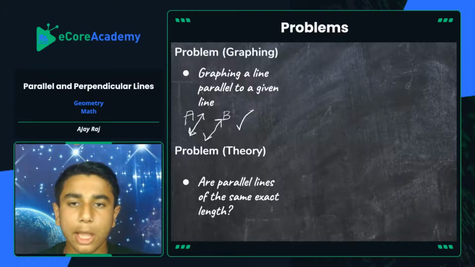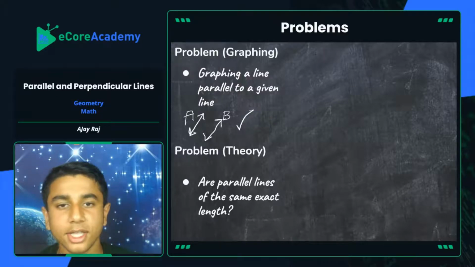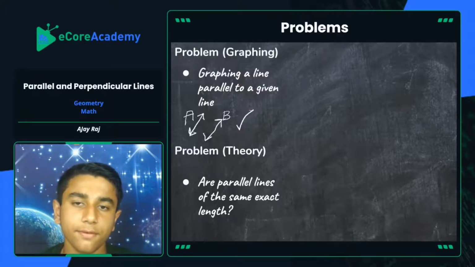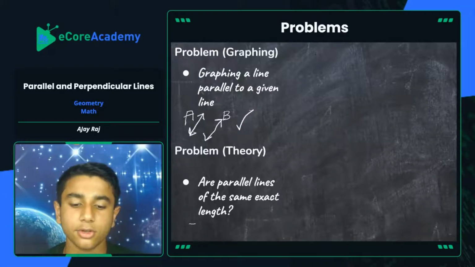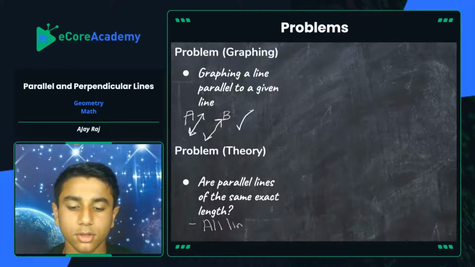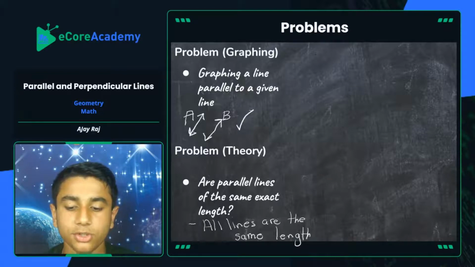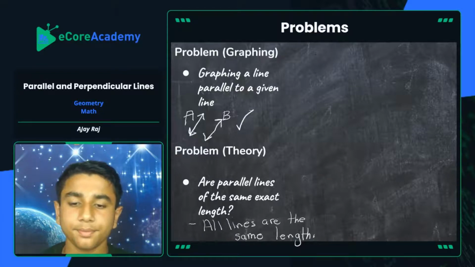So whether parallel, perpendicular, or any two lines given on a graph or given in real life, in technical terms and by the laws of geometry, they are all of the same length. So I'm just going to write here, answer: all lines are the same length. And that's very important to know. I would just suggest that you write that down.